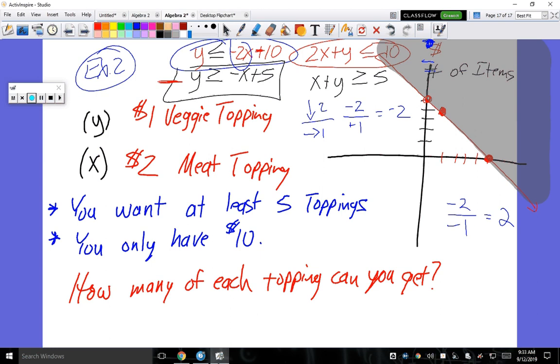Okay, no worries, that is common. So down 2 over 1, down 2 over 1, so on and so forth. And it looks like this.